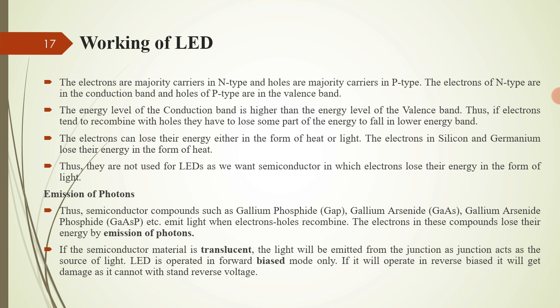This semiconductor material is translucent. The light will be emitted from the injection junction, which acts as the source of light. LED is operated in the forward bias mode only. If it is operated in reverse condition, then the circuit will get damaged, because it cannot withstand or uphold the reverse voltage.